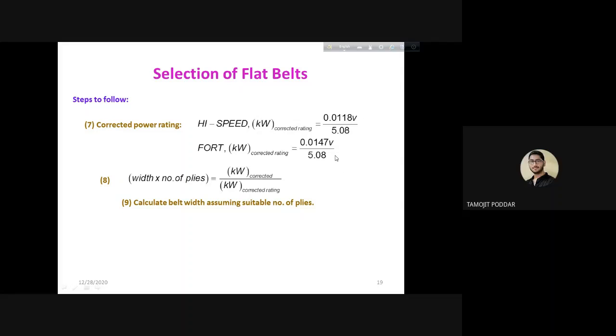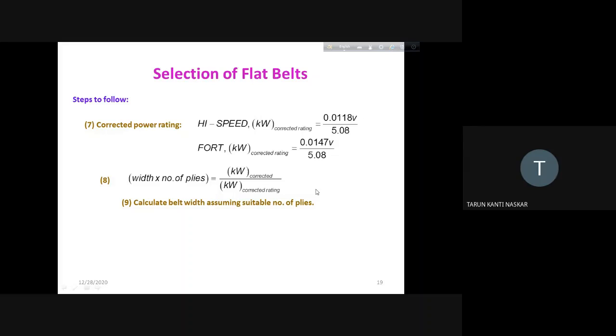Just remember the table. It is for high speed, 0.0118. It is written there, and also that it is based on 5.08 meter per second. But your speed is other than 5.08. So you divide it by 5.08 and multiply by your V. Similarly, for 4, you divide it by 5.08 and multiply it by V. Is it clear? Okay. So the kW corrected rating is now obtained.